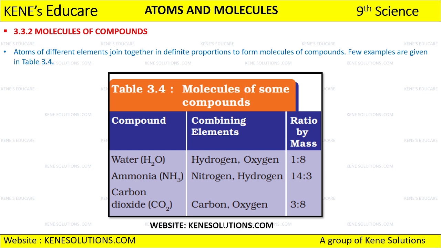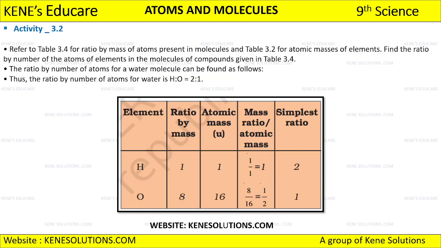So I hope now you are very clear with all these concepts as we have studied them so far, right? Then we had this activity 3.2 as well, where we were representing the ratio by mass of an atom present in a molecule, and that has been given in table 3.2 for the atomic masses, right? So I just want each one of you to please go through this activity as well.